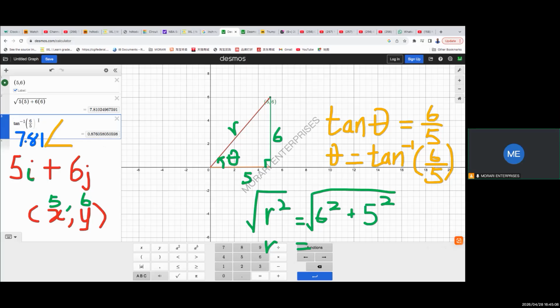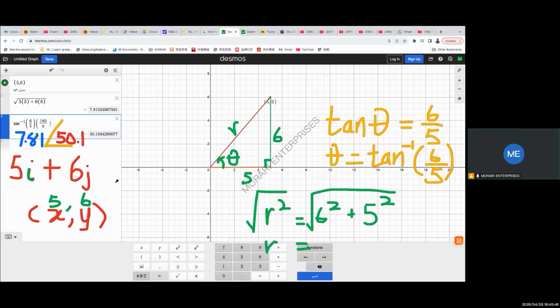180 up, pi down, or 360 up, 2 pi down, right? So you do in bracket 180 divided by pi, which gives you pi. And now we have it in degrees, 50.1. So now our angle is 50.1. So your total vector now becomes 7.81 magnitude at a direction 50.1. This is what a vector is.